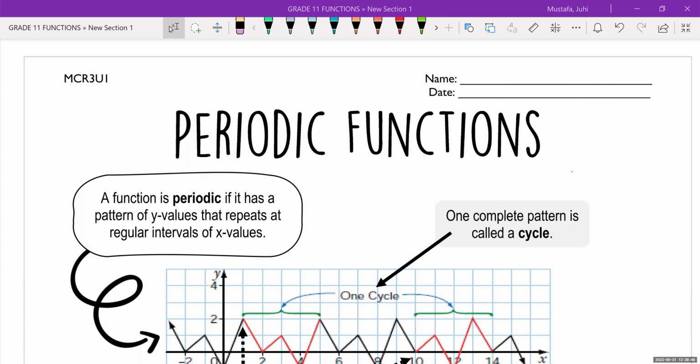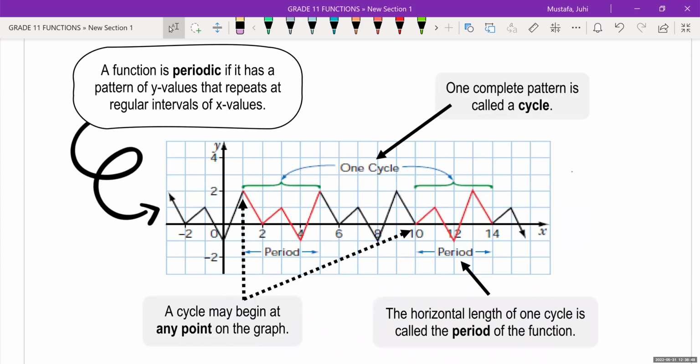Here is the first part, periodic functions. If you've done physics, by the way, these words will be very familiar to you. And if you haven't done physics, it's okay. They're not too difficult to learn. So here I have a shape of a graph that is a periodic function. And what it means is a function is periodic if it has a pattern of y values that repeats at regular intervals of x. So what that means is from one x to the other, you'll have a certain shape, and then that pattern is going to repeat for another certain values of x, and it'll repeat and repeat. So you're basically looking from left to right to see if the pattern repeats.